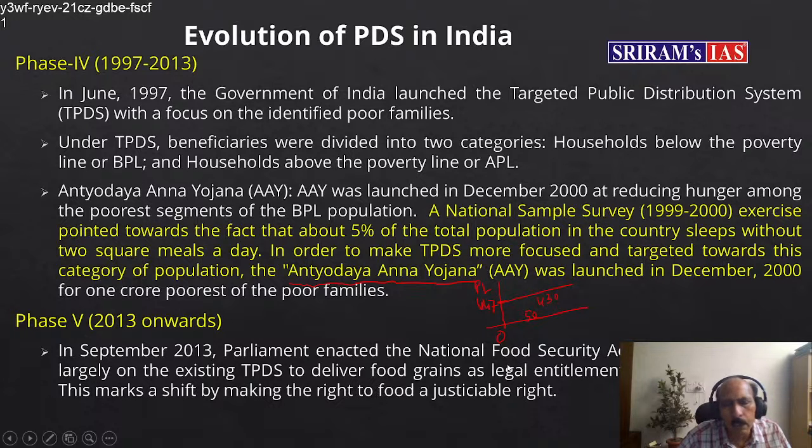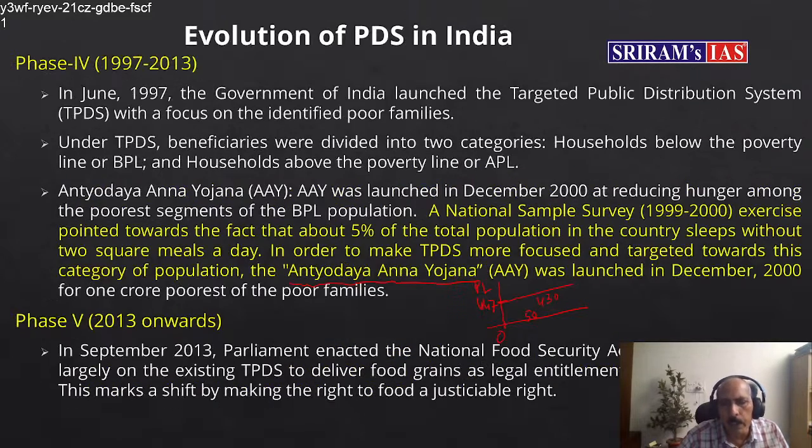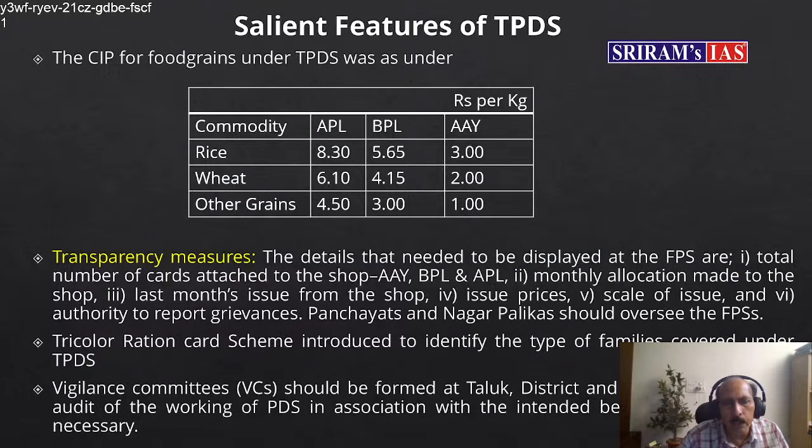And for other families, the central issue price is announced by the government from time to time. And this system prevailed till 2013. Therefore, till 2013, we were having the dual price system in the PDS system. The dual price system was prevailing. Somewhere I have made the table. Yes, you see, this is the dual price system that was prevailing.